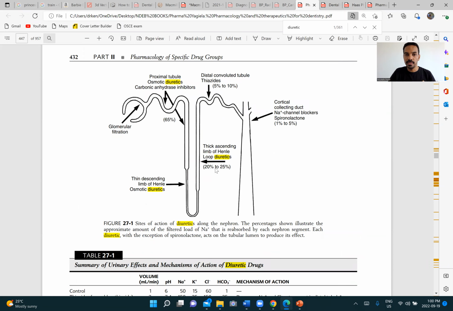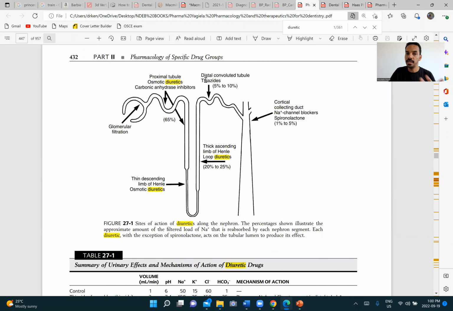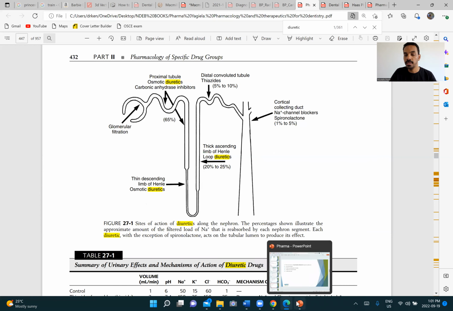So we know that we have a question about the thiazide, right? That's the first thing that you have to know: first of all, you have to know that hydrochlorothiazide is actually one of the thiazides, right? Thiazides are easy to remember because most of them have the word thiazide in the name. So seeing just a simple picture like this one, now you know that the distal convoluted tubule is where the thiazides work, right?